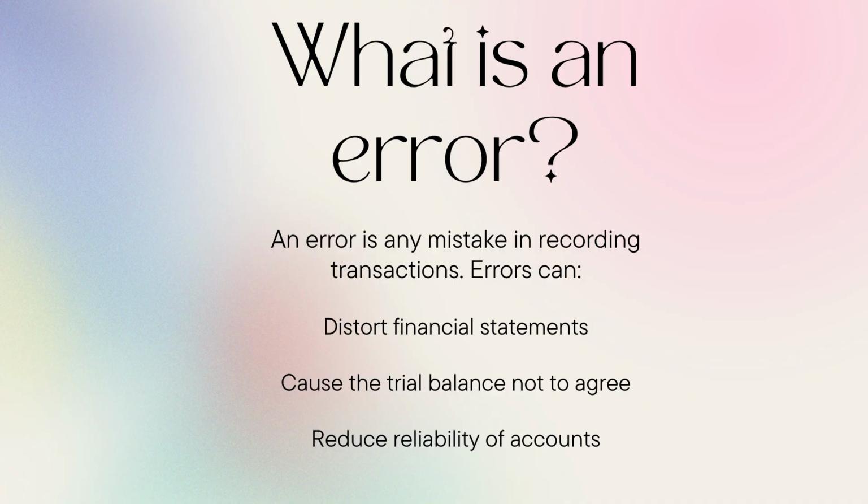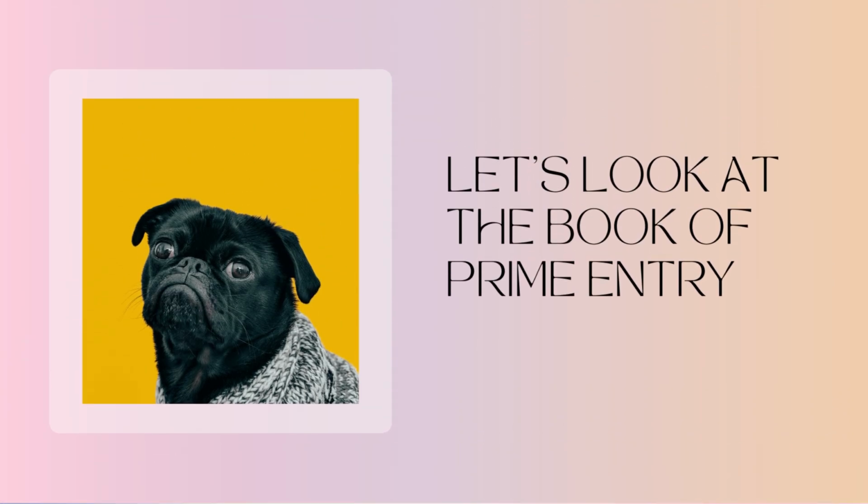An error is any mistake in recording transactions. This could distort financial statements, it could cause the trial balance not to agree, and it could reduce the reliability of accounts. The first place that we're going to look in terms of these errors in journals is the Book of Prime Entry. So what is the Book of Prime Entry?